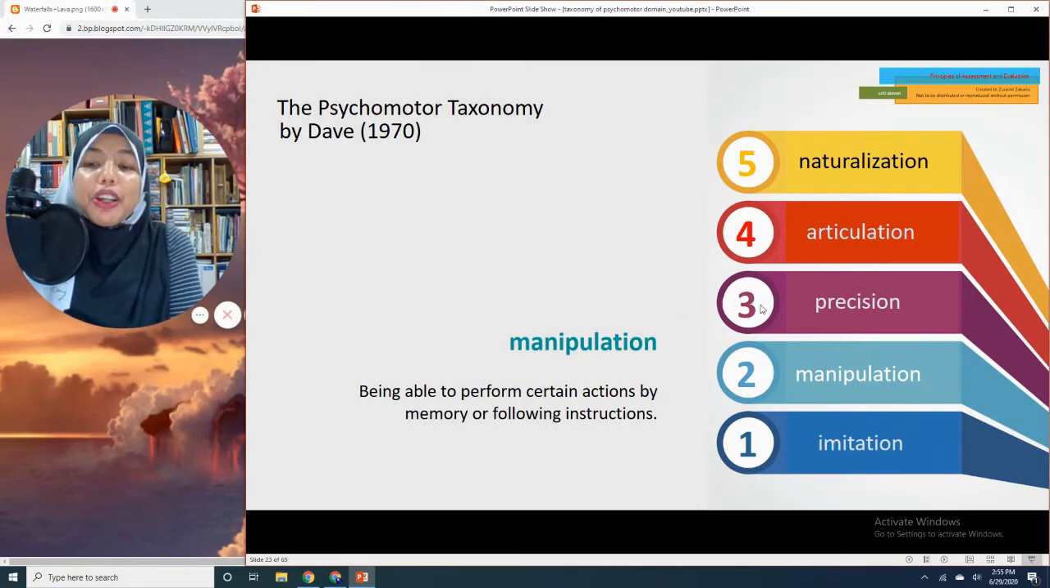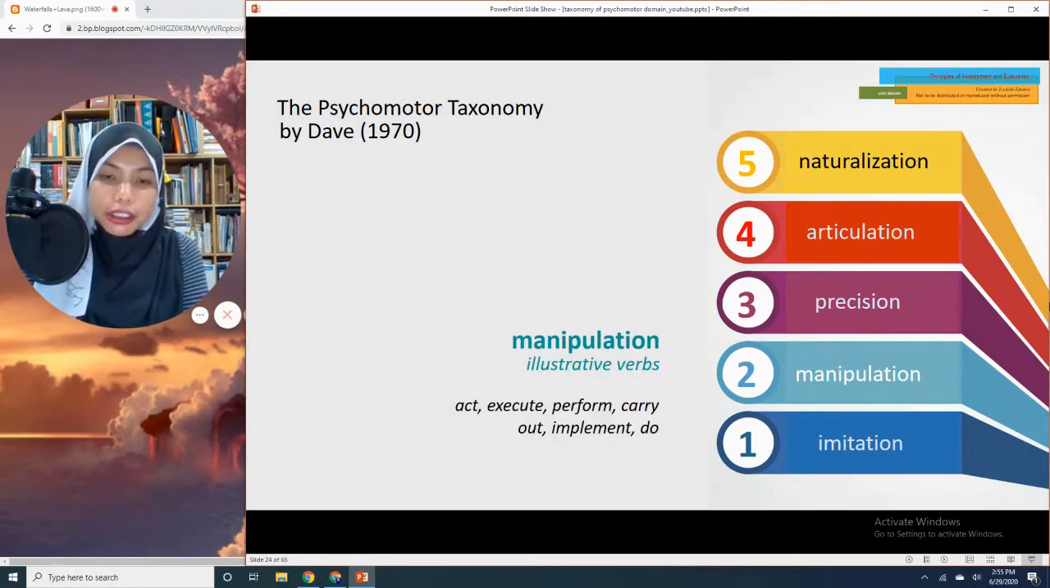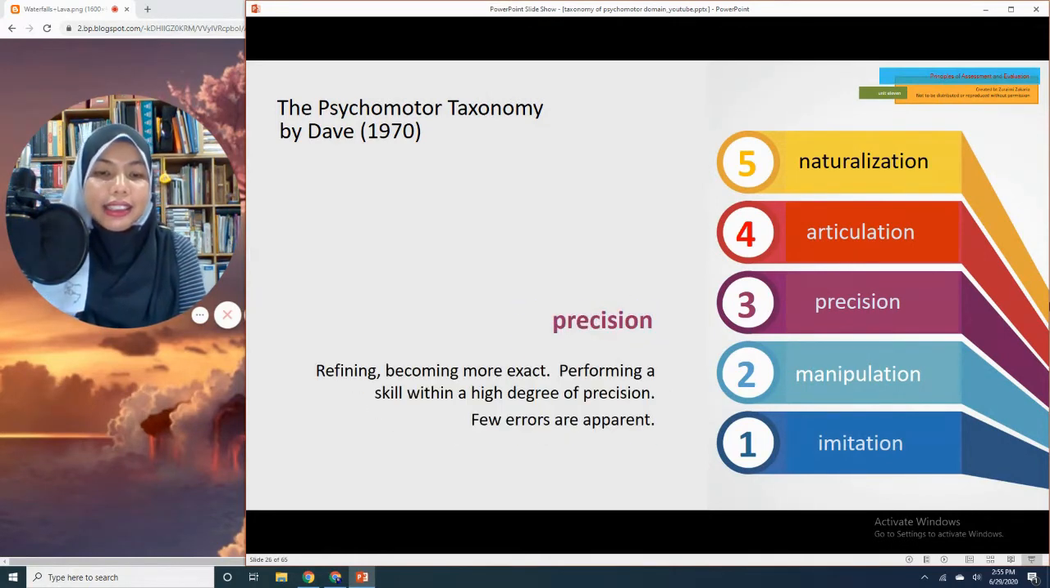And as we move to the third stage, precision, I'm just going to go to this slide. Okay, see, refining, getting better, and the production of the behavior is more precise, more exact. You have confidence. Now you can drive without the instructor. Lesser number of errors in relation to the previous two stages. So a high degree of precision.